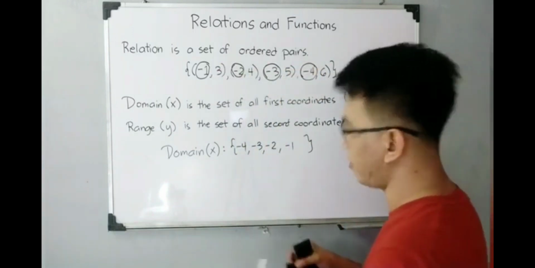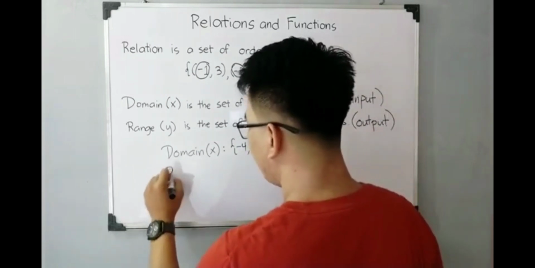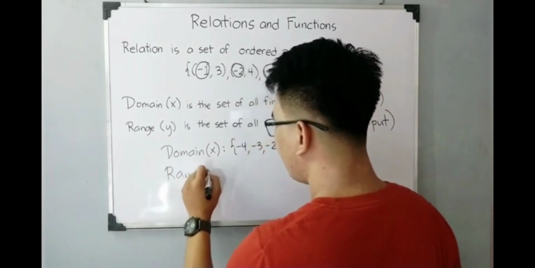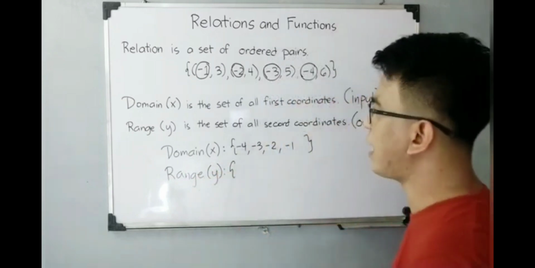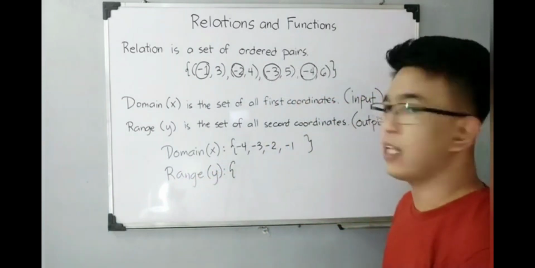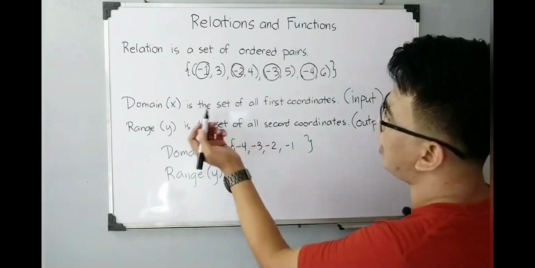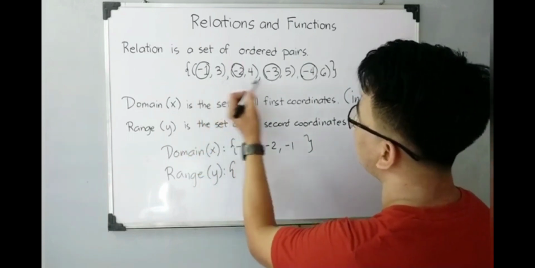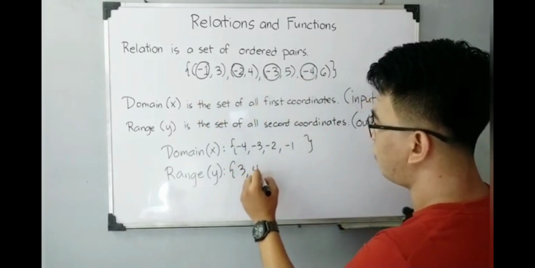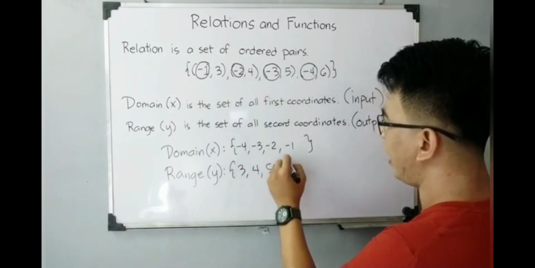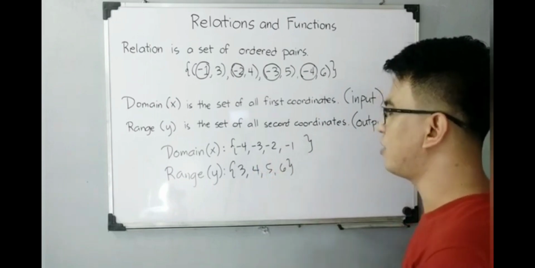And for the range, y, we know that the range is the set of all second coordinates. So look at the second coordinates: we have 3, 4, 5, and 6. If you arrange that, we have 3, 4, 5, and 6. That is the range of our given relation.